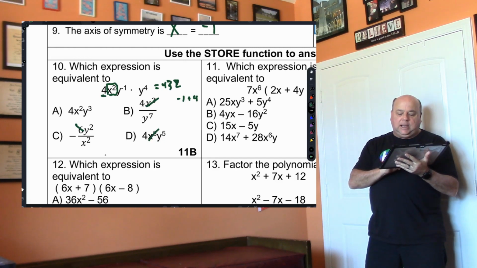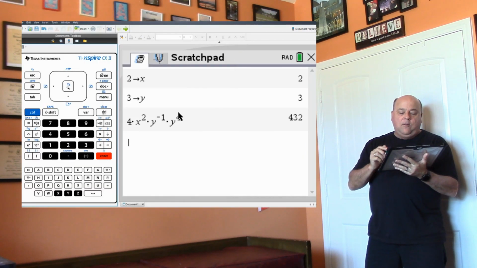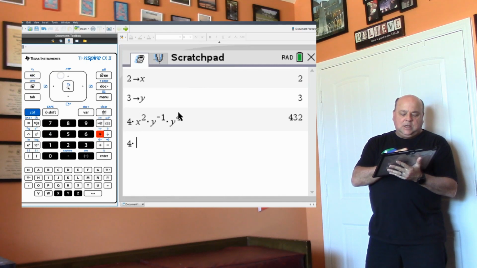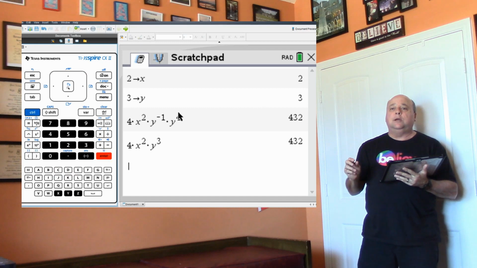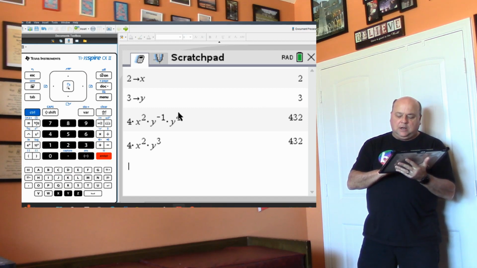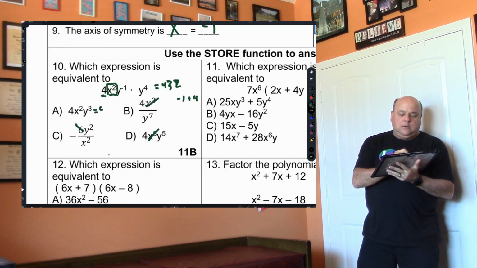So let's try A. So we're going to go to our calculator. 4 times x squared times y, up arrow button or caret button 3, and then hit enter, and bam, I get 432, don't I? So the answer is going to be 432.